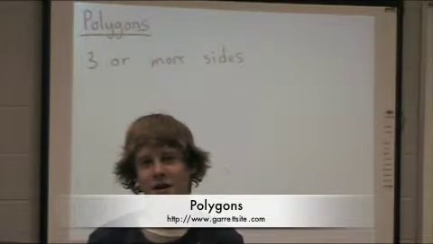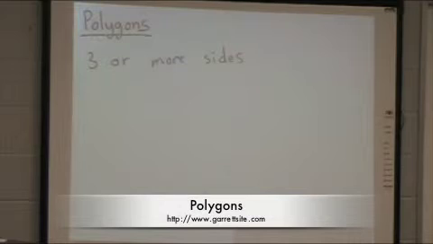Today we are going to talk about polygons. As Caleb told you, we're going to talk about a polygon. The definition of a polygon is a figure with 3 or more sides. All the sides have to connect, like this triangle connects.